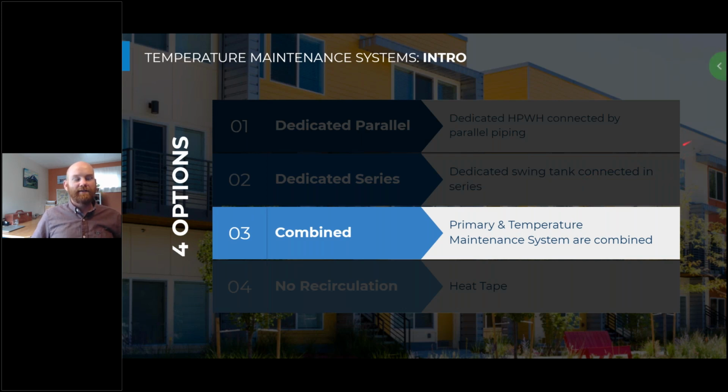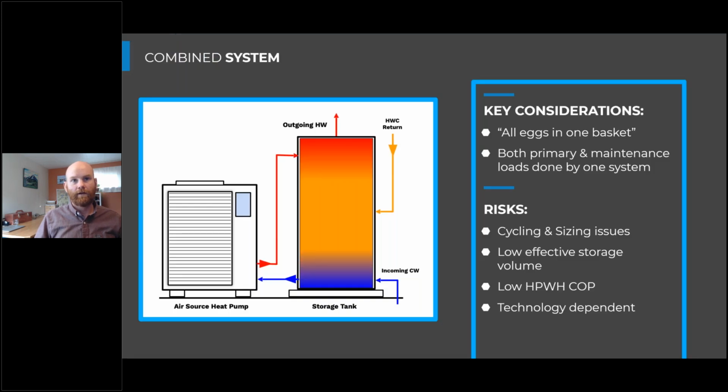And the last, or the third system we're going to talk about is the combined system. And so our primary and temperature maintenance systems are combined. We don't have a dedicated system here. This is what's most common in probably most of the buildings out there today that have a central domestic water heating system. So this is the all eggs in one basket approach, where both primary and maintenance loads are done by one system.